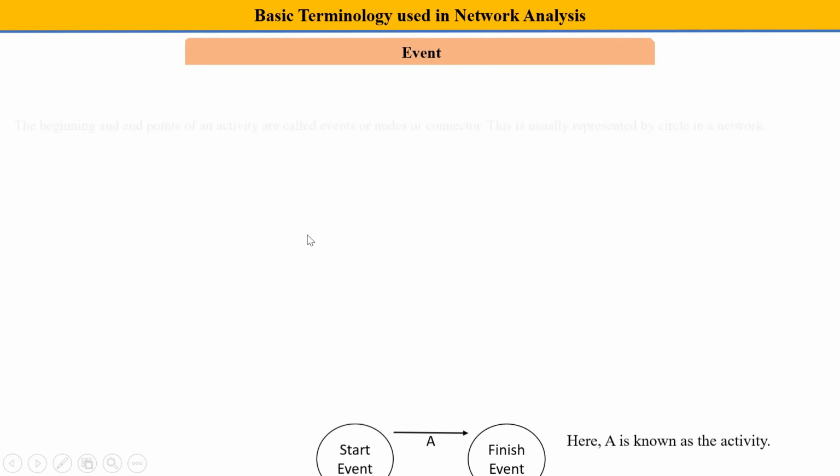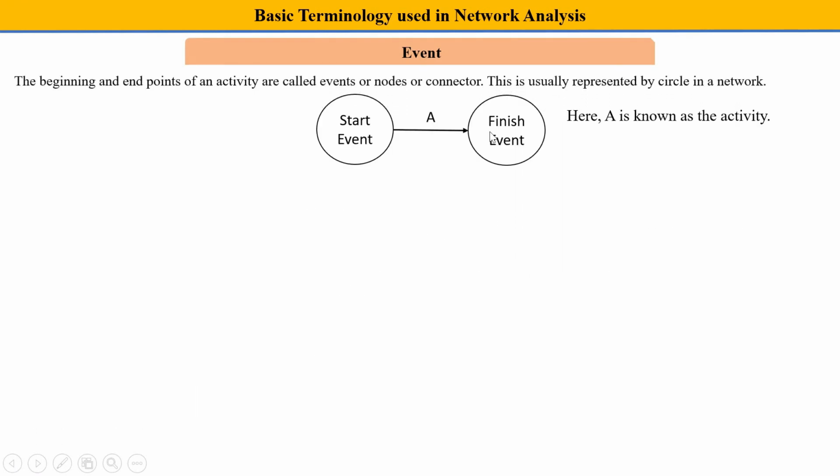Now, let's see what an event is. As I said, this is an event. The beginning and the ending point of an activity are called events, nodes, or connectors. This is usually represented by a circle. So over here, this is an activity. This arrow is showing an activity. Now the starting one is the start event and the finish is the finish event.